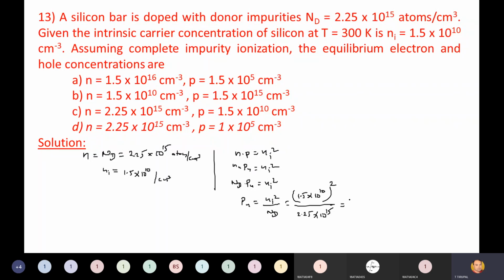So that is equal to 2.25 into 10 power 20 divided by 2.25 into 10 power 15. So what is the answer? 10 power 5 per centimeter cube. So P is 1 into 10 power 5 per centimeter cube. So what is N again? N is already given, 2.25 into 10 power 15. So answer D. D is the right answer.